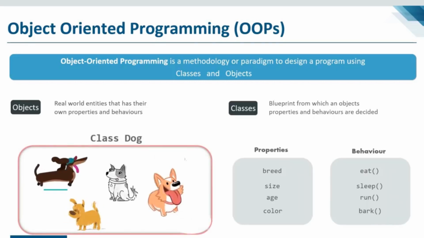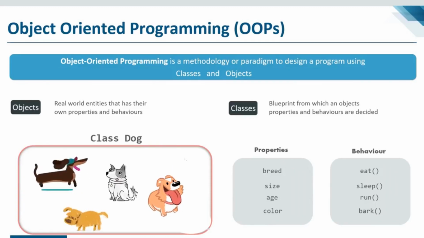So let's take an example. We have a class dog. Now in this class dog we have 4 objects, 4 different kinds of dogs over here. Now these are objects. The class is dog, and all the dogs in the class dog are objects. All these objects share some common properties like breed, size, age, color, and they share some common behavior such as they eat, sleep, run, and bark.